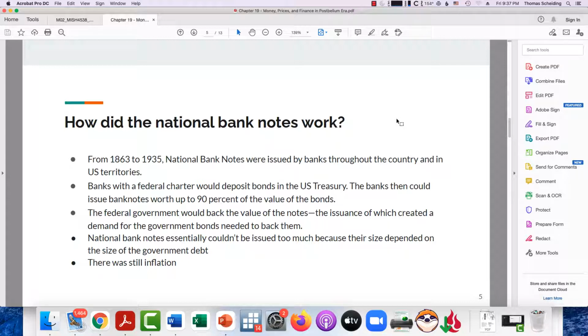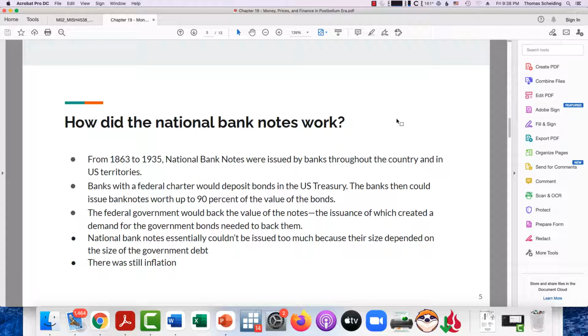Not all banks were national banks, but those that were had a federal charter, and as I said, they would use their deposits to buy bonds, U.S. government debt basically, and then it would make a currency, a banknote, and it could issue banknotes that were up to 90% of the value of those bonds. And in return, what gives trust to those national banknotes is the fact that the federal government is backing them. Basically the bonds. Now you can only issue as many bonds as you have, government debt basically. So that's all the banknotes you can issue.